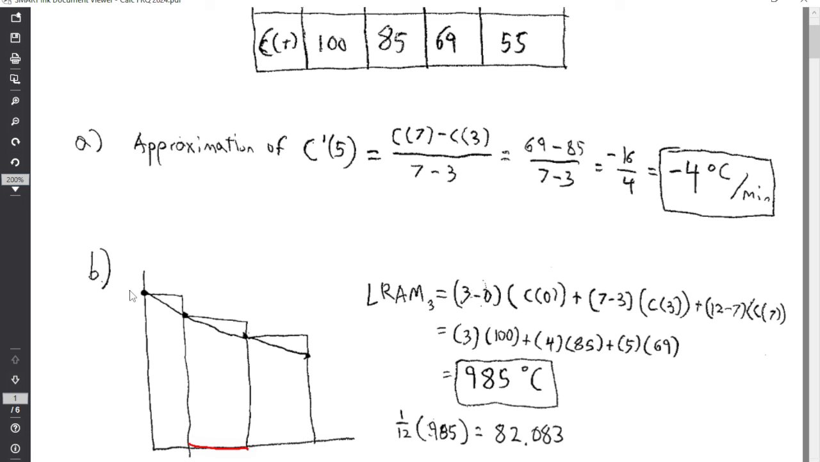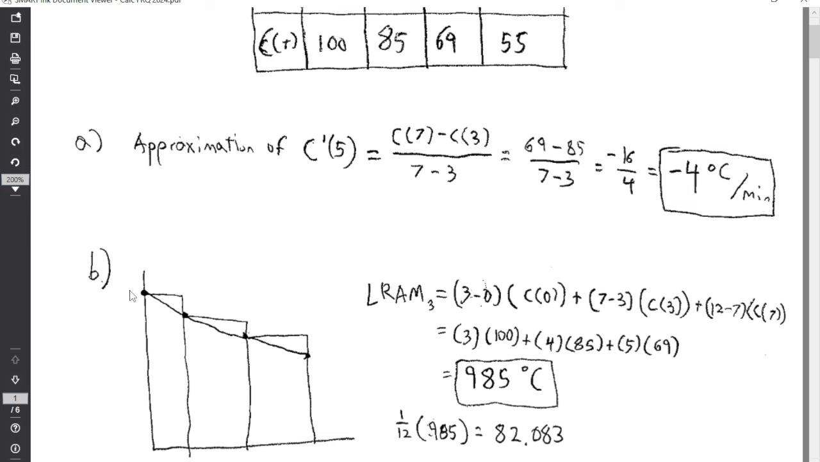And then for the y value, because it's a left Riemann sum, we're going to choose the leftmost endpoint to use. So between 0 and 3, we're going to choose 0. Between 3 and 7, we're going to choose 3. Between 7 and 12, we're going to choose 7. And we get 985 as our approximation for the integral.